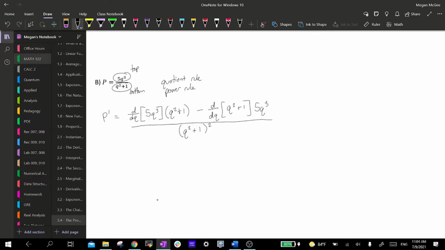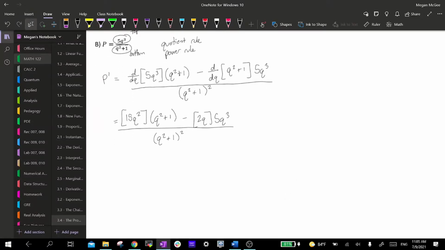Okay? So let's go ahead and look at these little pieces of derivatives. So we need the derivative of 5q cubed. I'm going to keep saying to the third. So that 5 is independent, right? So it comes out. We have q to the third. The 3 comes down, so we'll get 5 times 3, which is 15q, exponent minus 1, which is 2, times our q squared plus 1. Then we need the derivative of this q squared plus 1. So derivative of 1 is 0, derivative of q squared is 2q, times 5q to the third, over our q squared plus 1 squared.